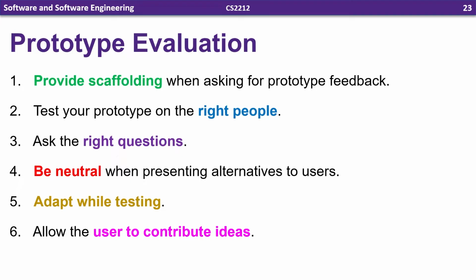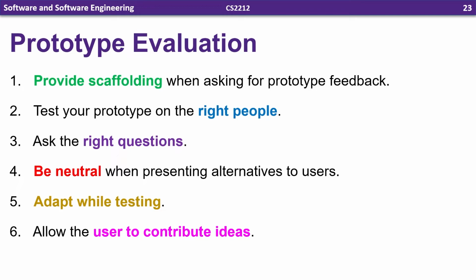And that leads us into number four, be neutral when presenting alternatives to the users. You don't want to push them into certain alternatives just because that's what you want, or get rid of a feature that you spent time on when maybe that's not what they actually want. Might be good for you in the short term if they agree with you, but in the long term, if you're not actually developing what the stakeholder wants, it could be a problem at the end of the process.